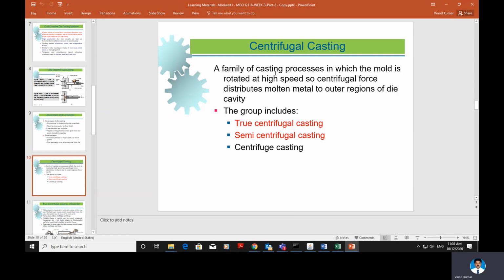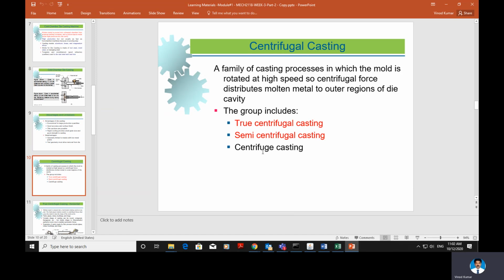Now we proceed to our next portion, which is centrifugal casting, a family of casting processes in which the mold is rotated and centrifugal force is used to produce a casting. That is called centrifugal casting. It's a high-speed casting process in which centrifugal force distributes the molten metal to the outer regions of the die. Normally we produce pipes, tubes, etc.